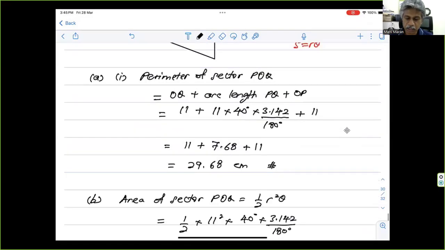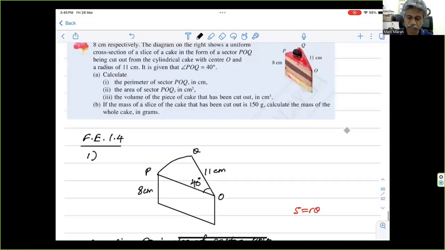Now in part D, let's take a look at the question first. It looks like a long question. If the mass of a slice of the cake that has been cut out is 150 grams, in other words, this particular slice weighs 150 grams, what is the mass of the whole cake? How much will the whole cake weigh? That is the question.